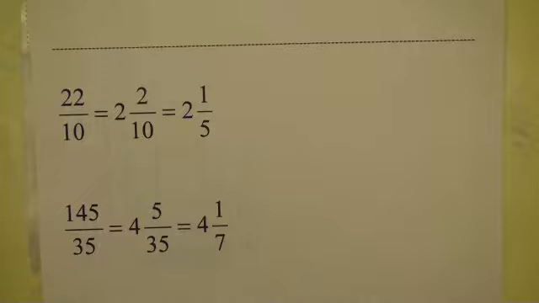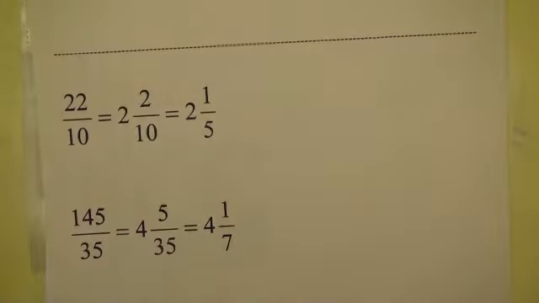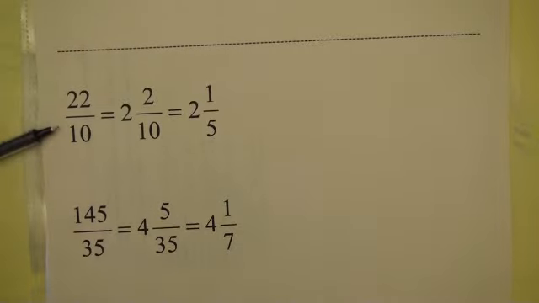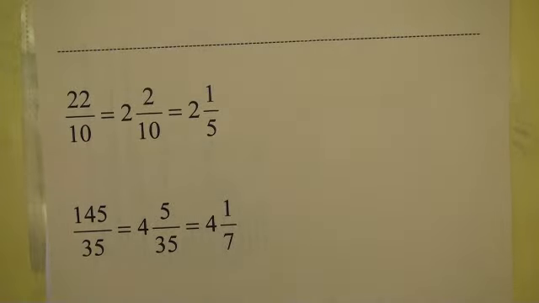Next, here's the other strategy. Now this, you would divide first, then get the mixed number. Here, we're actually going to change this to a mixed number right away. So if you do 10 into 22, you get 2 with 2 extra. So it's 2 and 2/10. Then reduce the 2/10 down to 1/5. You're all set.